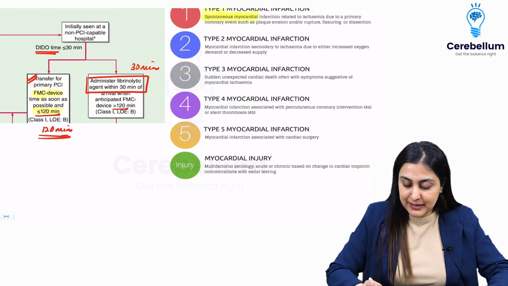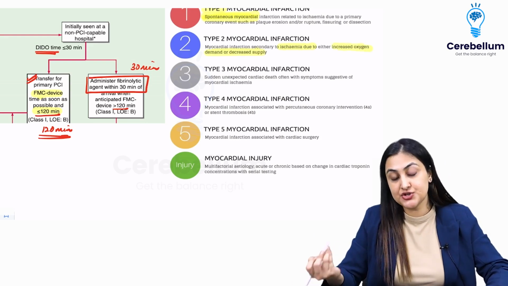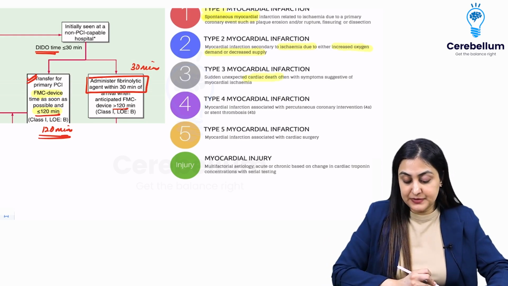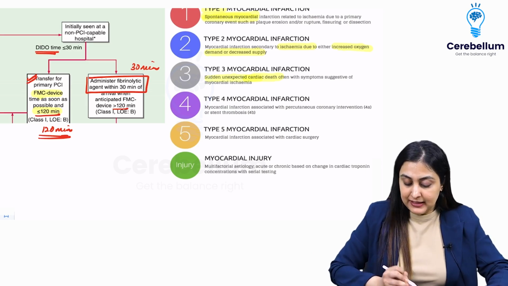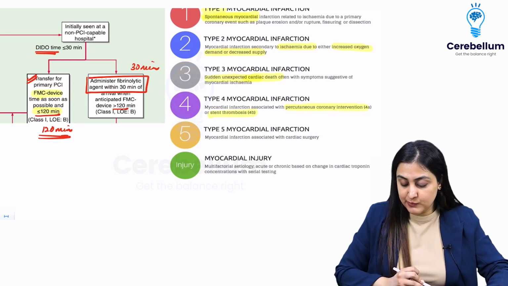Type 2 is MI because of ischemia, either due to oxygen demand which has increased or due to decreased supply, such as a shock. Type 3 is sudden cardiac death with symptoms suggestive of MI. So sudden cardiac death becomes type 3. Type 4 is associated with PCI or stent thrombosis.